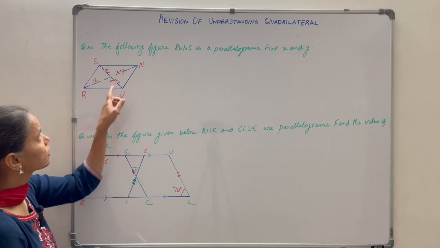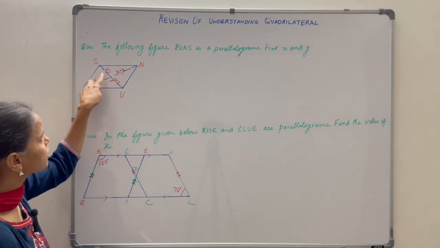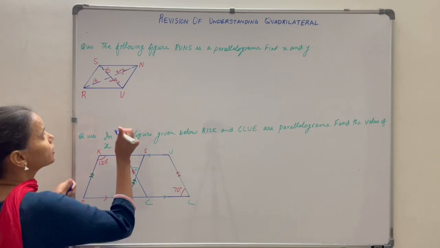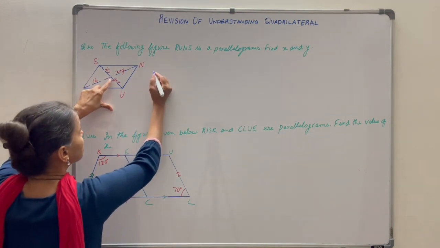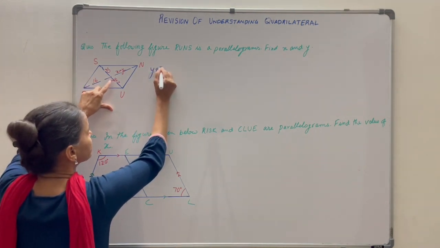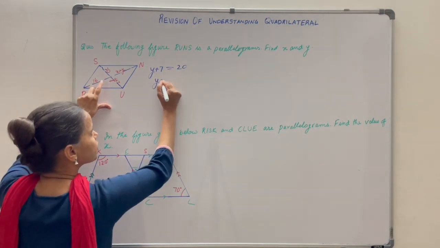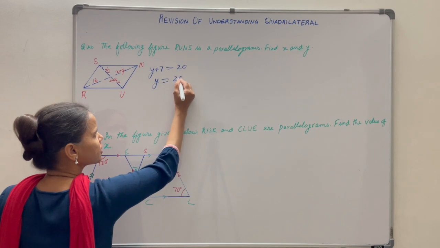So here there are two variables. So first we need to solve this because there is only one variable. So diagonals, they bisect each other, means y plus 7 is equal to 20. So y is equal to, when you change the side, change the sign.